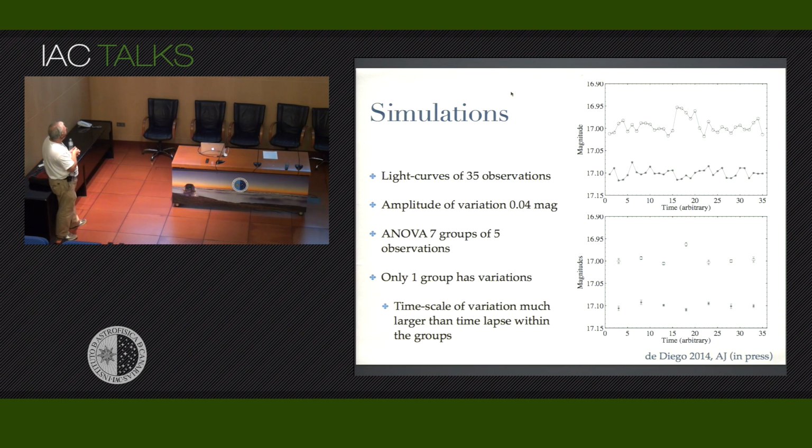This is a simulation of 35 data points with an amplitude of 0.04 magnitudes of variations here. And this is a comparison star or a control star. If you study this by ANOVA, you make groups of 5 observations, for example, and you have this light curve, which shows the variation very clearly. And, well, in the case of ANOVA, the only trick is that the frequency that you are observing is much larger, or the time is less, than the typical variation. So these are the simulations, basically.